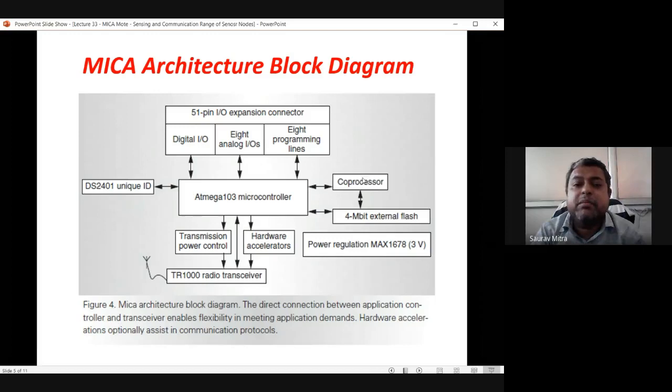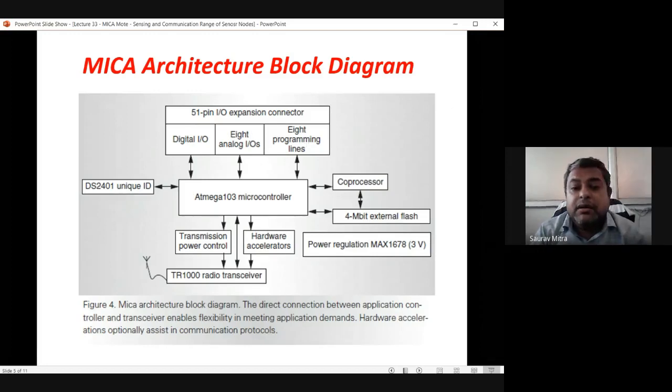This is actually sharing the burden of the actual microcontroller. And here is the digital I/O. So how many pins are there? You can check there is a 51 pin I/O expansion connector. So that is actually connected with the ATmega 103 microcontroller. There's digital I/O, there are 8 analog I/Os and there are 8 programming lines.